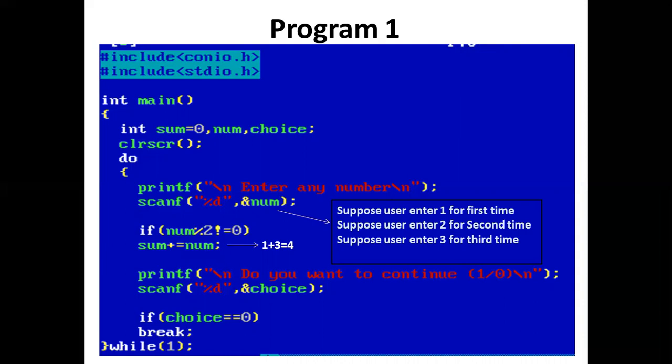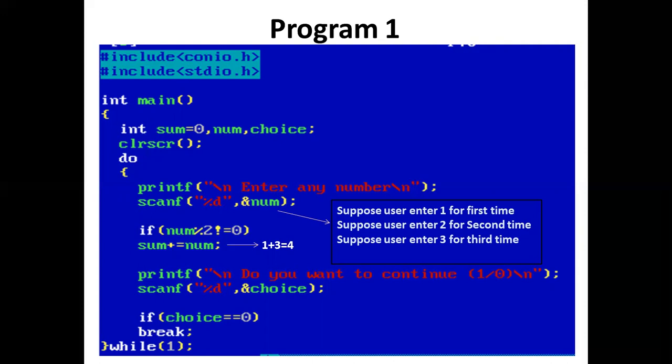The user enters 2. Now we have an if and, in parenthesis, the condition 2 mod 2 not equal to 0, which is false. So control comes out of the if block and the printf statement prints "do you want to continue? Press 1 or 0". The user presses 1. If 1 equal to 0, false. So again, control enters the do while loop.